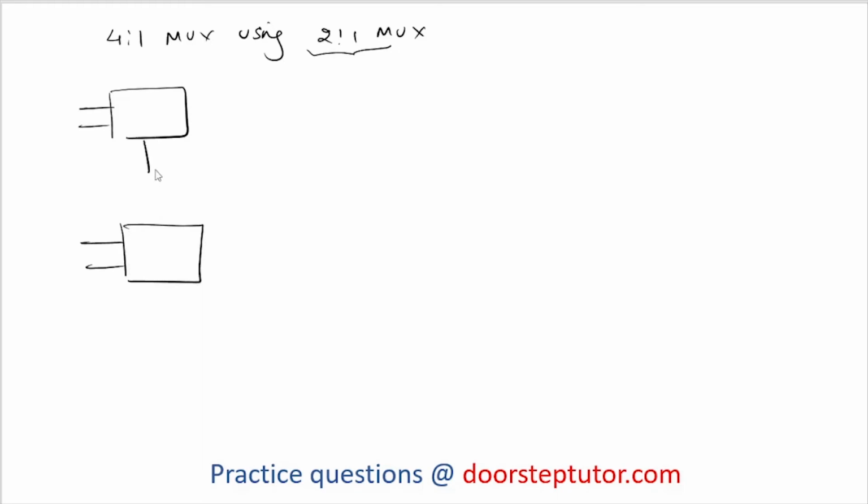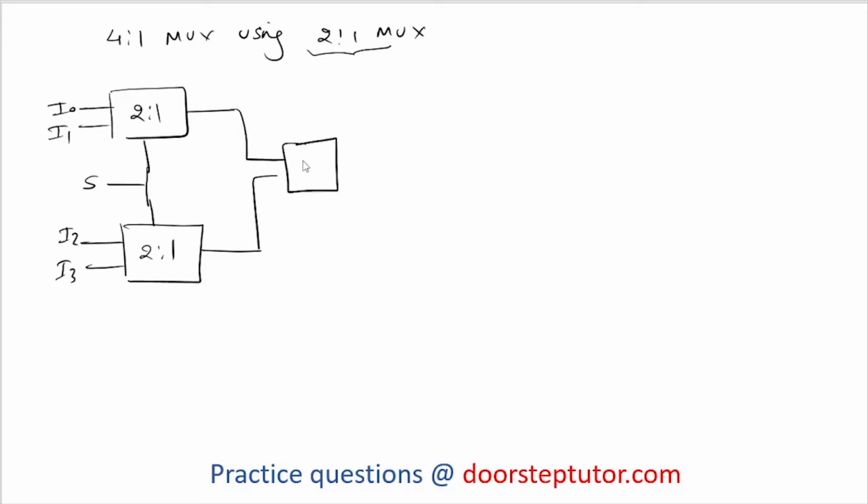Suppose this is a 2 cross 1 mux which is having 2 inputs and single output. We are going to apply inputs I0 and I1, and I2, I3. Both the mux are applied with the same select line, and the output of these 2 mux will be applied to another 2 cross 1 mux, which will generate a single output. It also needs a select line, so this is S0, then this is going to be S1. Depending upon the status of S0 and S1, the output Y will be I0, I1, I2 or I3.